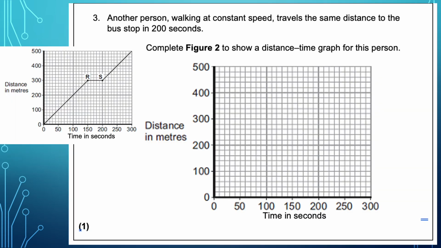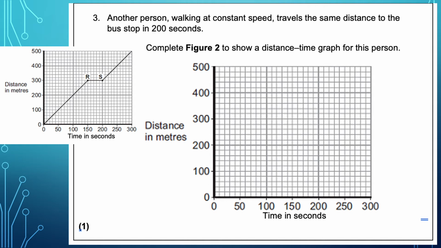Okay. All right, number 3. Another person, so this is the same scenario, another person walking at constant speed travels the same distance to the bus stop in 200 seconds. So complete figure 2. All you have to do is draw some line on the distance time graph for this person. So let's compare the two. The first person, now it doesn't actually tell you how far this bus stop is, but you are able to figure it out from the first diagram in figure 1.